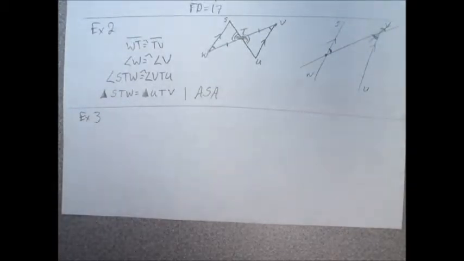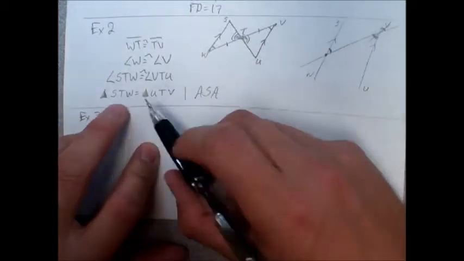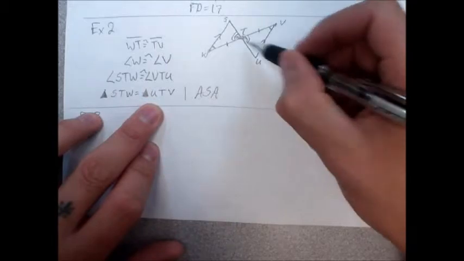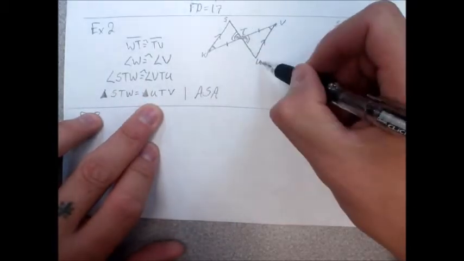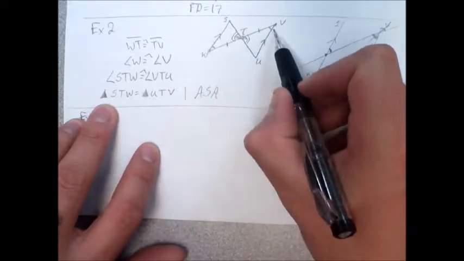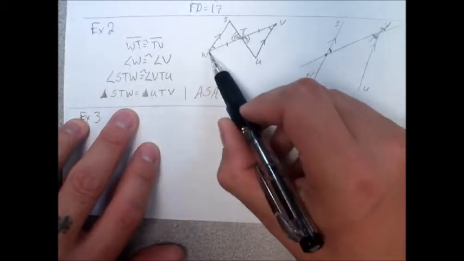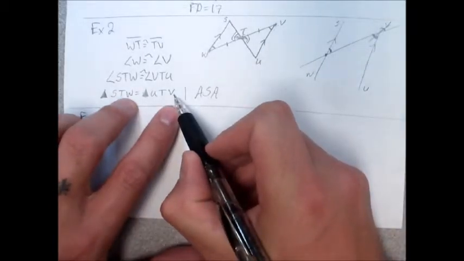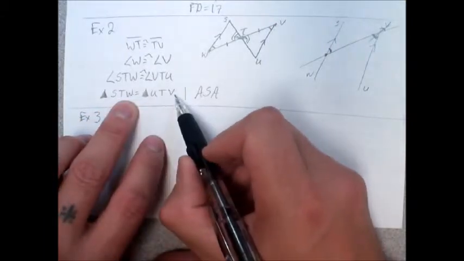Okay, why is it UTV instead of VTU? Okay, I want to look at the relationship of W and V. We know they're congruent, right? So if W and V are congruent, then W and V need to be in the same places when I name the triangles. So if it's in the last spot here, it has to be in the last spot here.